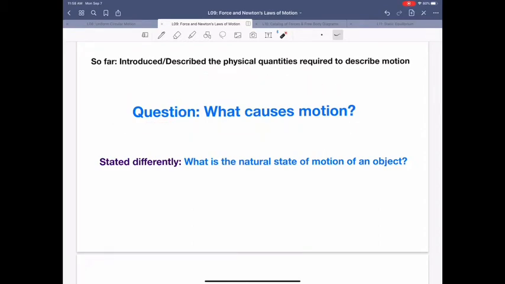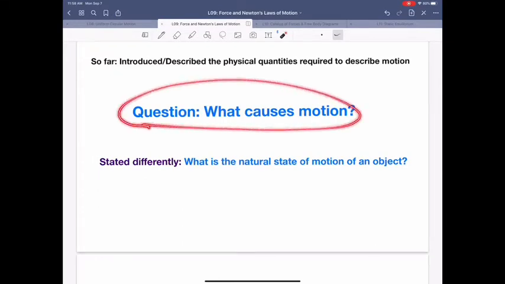To make this very clear, so far if you are observing an object that is moving, you know the kind of quantities you need to define in order to describe its motion. But the question we're asking is, how do you get an object to start moving? Or if an object is moving, what do you need to do to change its motion, to stop it, or make it move faster or slower, whatever it may be? So the question is, what causes motion?